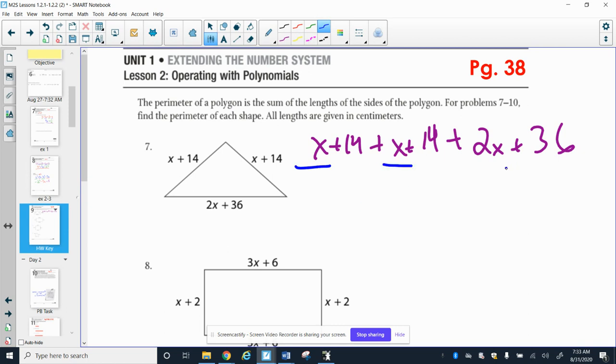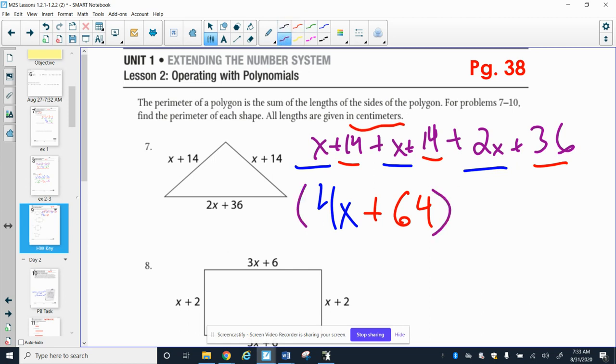Well, now this is just a big combining like terms problem. X, x, 2x, those all make 4x. Then we have a 14, 14, and a 36. So all of those together make 64. So 4x plus 64, that's our simplified expression. Now, remember, now that we're in a context problem, it did say that we're measuring this in centimeters. Okay, so if we're going to write our answer, we'd say 4x plus 64 centimeters.